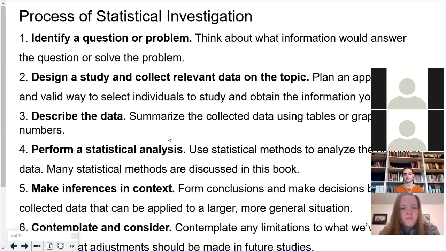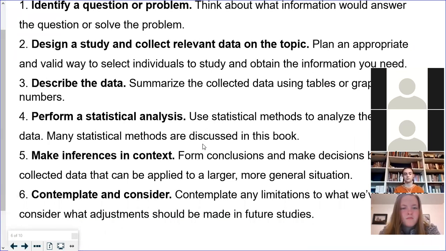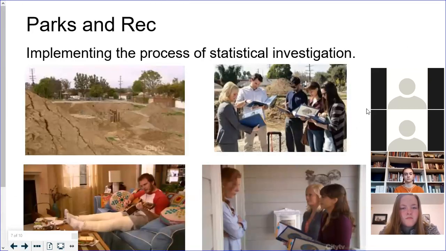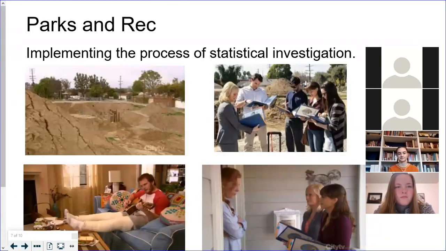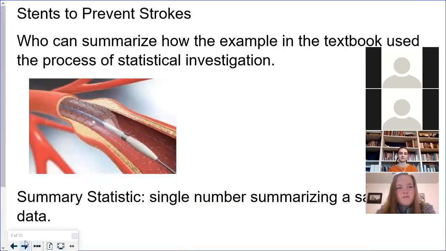Once they gather that data, they can describe it, analyze it, and then use that to make inferences. So if of the people we talk to, let's say 60% support a park, does that mean 60% of the whole town supports it? It depends on how you took your samples. So they could contemplate, consider, and decide what to do. That's a fun example of how we would do that. So your homework is to go watch Parks and Rec, season one. It's good stuff. Now let's talk about a more serious statistical process.